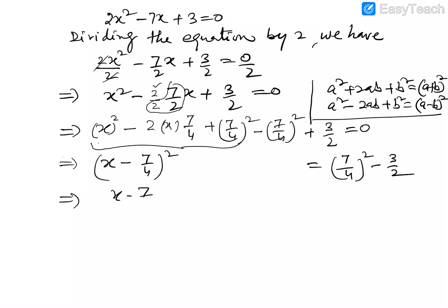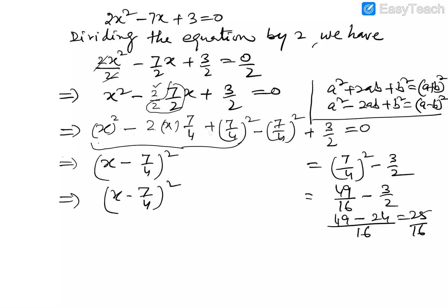which when simplified, 7 7 is 49, then 16 minus 3 by 2, LCM of 16, we get 49 minus 24, that is 25 by 16. So this gives x minus 7 by 4 is equal to plus minus square root of 25 by 16, that is plus minus 5 by 4.